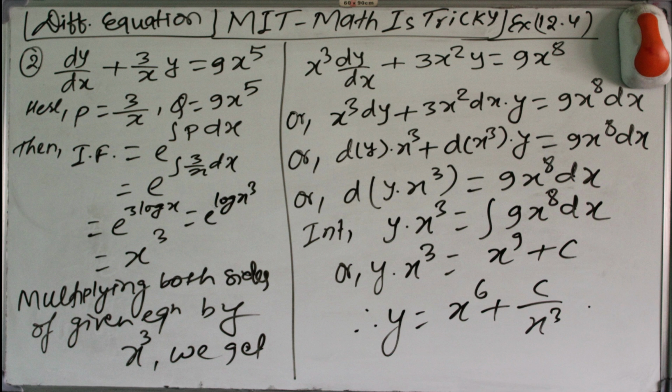Now integrating on both sides, we'll get here y into x cube equals integration of 9x power 8 dx, which is 9 times x power, let's use the power rule, so it will be here x power 9 by 9, 9 and 9 cancel, so we got here y into x cube equals x power 9 plus c, and by dividing both sides by x cube, we'll get here y equals x power 6 plus c by x cube, which is the complete answer or the solution for question number 2.